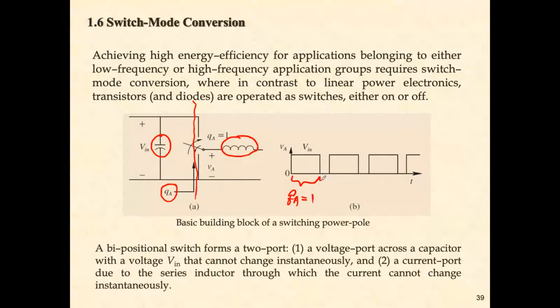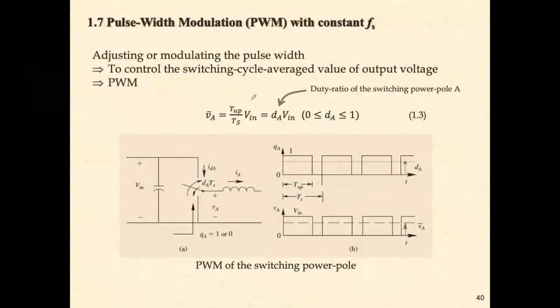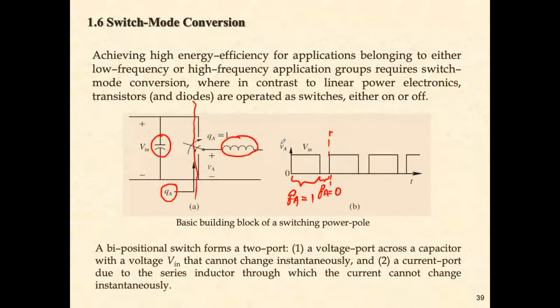Here QA is equal to 0. And then it repeats. So here is one cycle. That is the main idea of how this kind of switch mode conversion works. I just mentioned this: QA is equal to 1, QA is equal to 0.